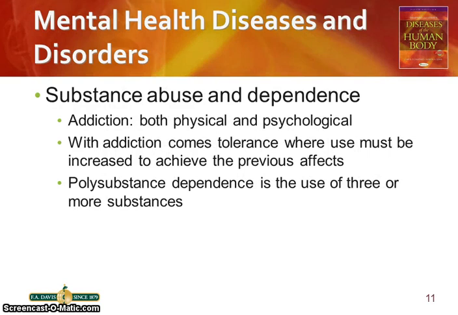Substance abuse and dependence, these can be caused by and can also lead to mental disease and disorders. So addiction, and with addiction becomes a tolerance, so that an individual often needs more and more of the drug in question. Polysubstance abuse dependence is the use of 3 or more substances on a regular basis.